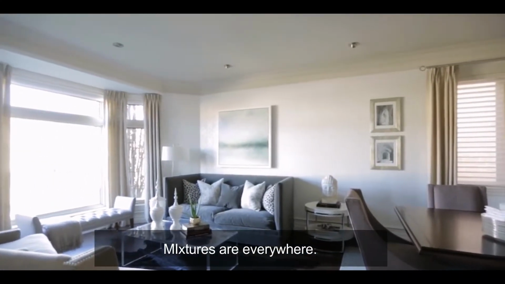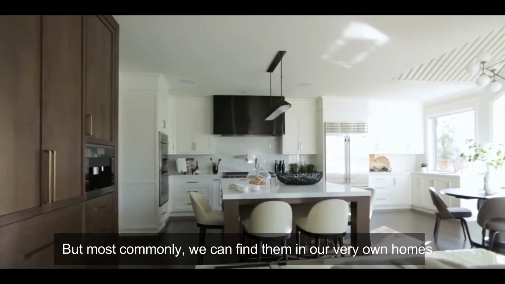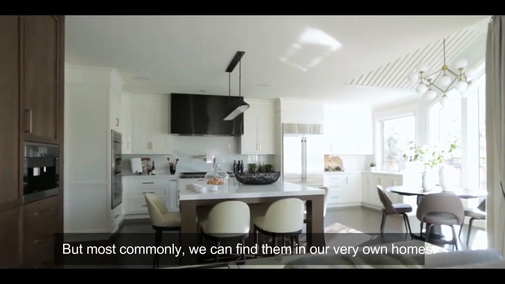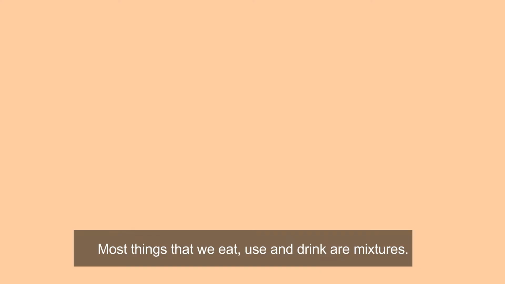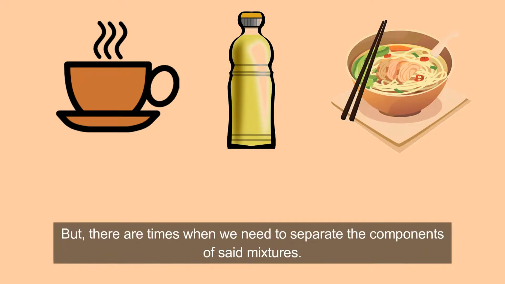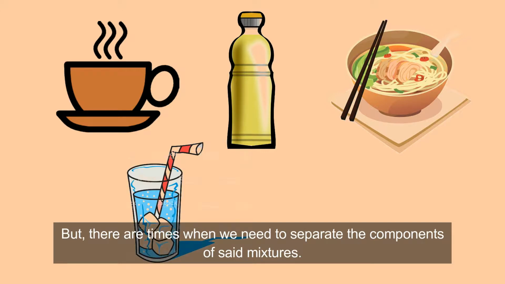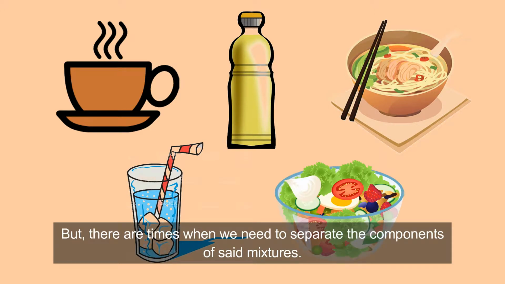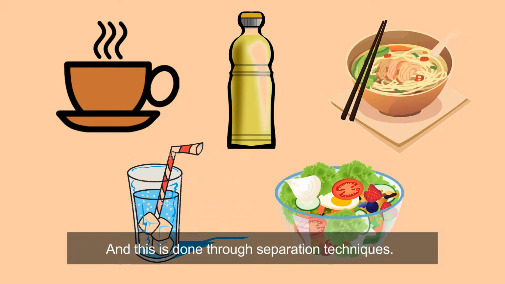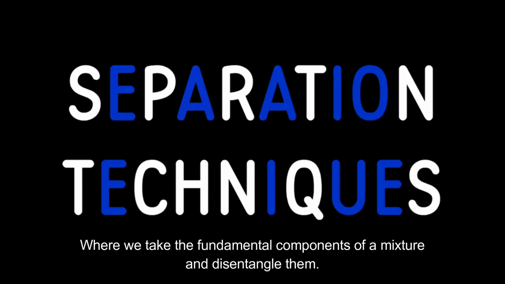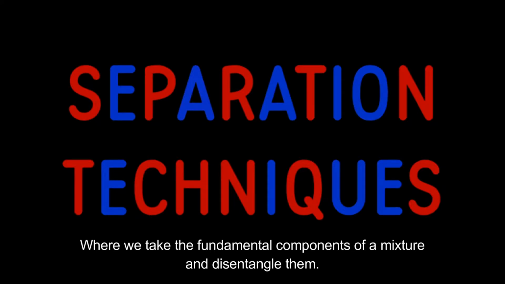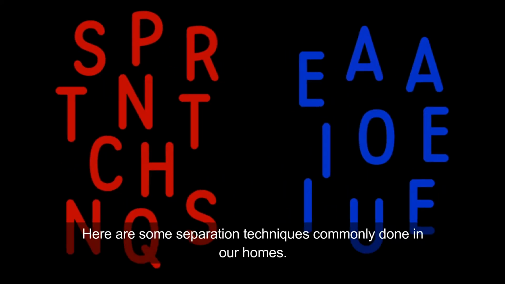Mixtures are everywhere, but most commonly, we can find them in our very own homes. Most things that we eat, use, and drink are mixtures, but there are times when we need to separate the components of said mixtures. And this is done through separation techniques, where we take the fundamental components of a mixture and disentangle them. Here are some separation techniques commonly done in our homes.